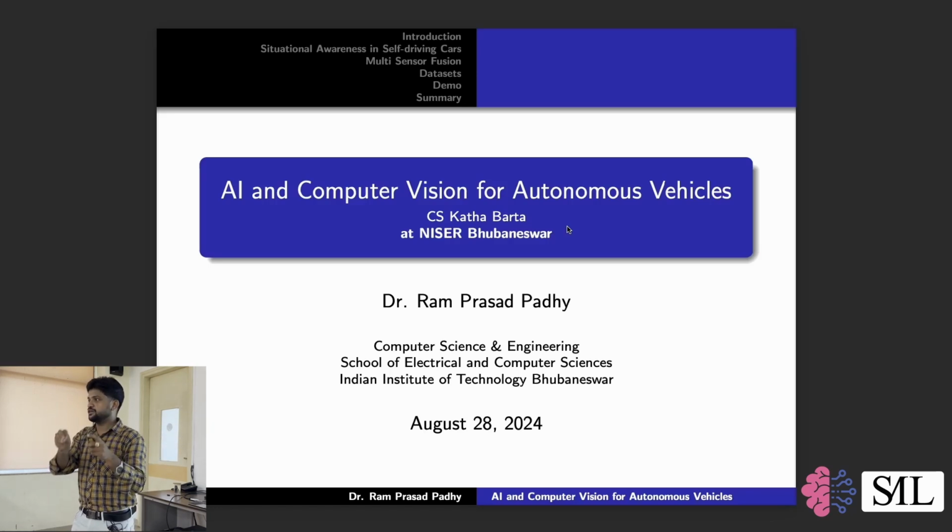Now to aid that computer system, there should be some sensors connected, right? So that is where AI and computer vision come into the picture. I will discuss different sensors, what can be connected, and how the data coming out of all these sensors can be processed through different AI and computer vision algorithms in such a way that the car will move autonomously, right? So this is the gist of this talk.